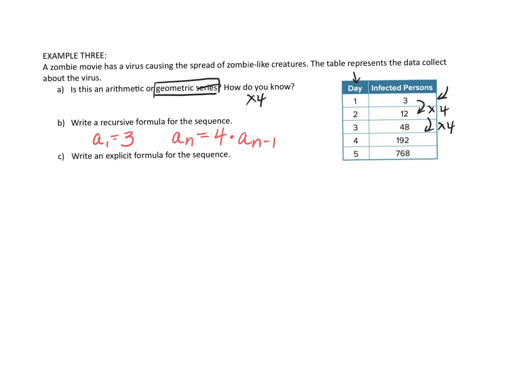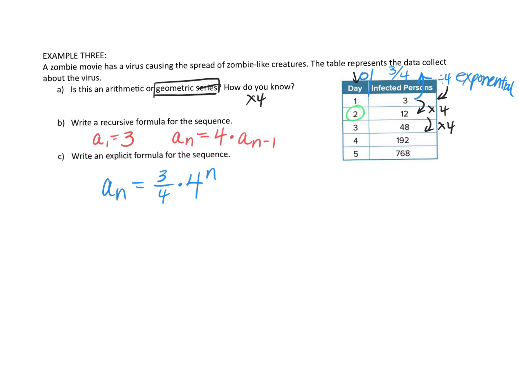Okay, if we want to write the explicit formula, again, since this is geometric, it relates to an exponential function, so it's got to have an exponent in the rule. So I'm going to say a sub n to find any term. It's quadrupling, so 4 to the n, and then I need to go back and get the 0 day. Think about if we had zombies, what did it start with? So if I go back and divide by 4, 3 divided by 4 would give me 3/4, or you could write 0.75.